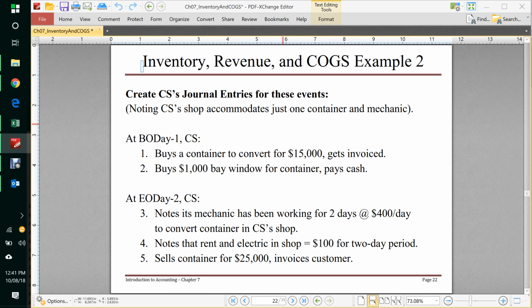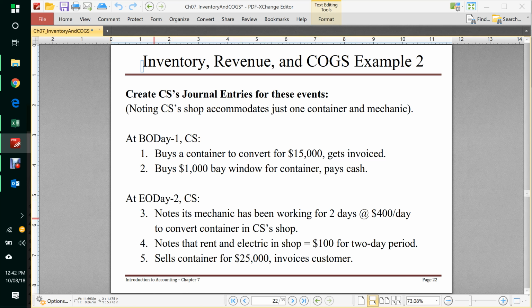Okay, so we are back in action here, and let's do a more realistic example. Let's consider a 2-day accounting period during which CS buys a container, and they also buy some components to put in the container, some bay windows. And that all happens on day one.